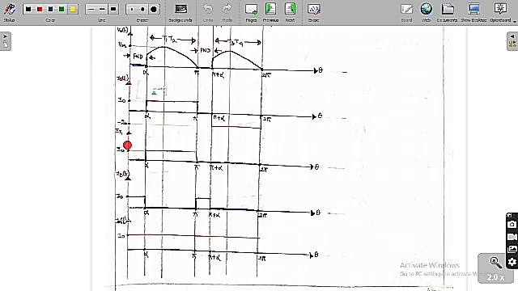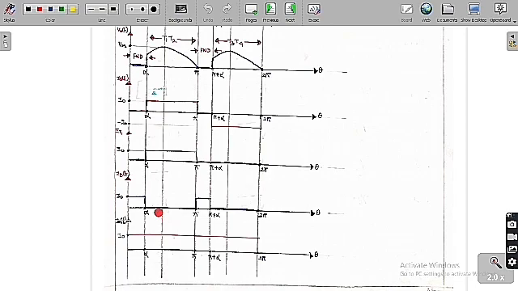You can see clearly T1 is conducting only from alpha to pi. Only from alpha to pi, the thyristor T1 is going to conduct, and in the remaining regions T1 is not conducting at all. Therefore the current in the thyristor is equal to the current in the load, so its value is I0. In the remaining regions T1 is not conducting, so it acts like an open circuit, and the current in that region is always equal to 0.